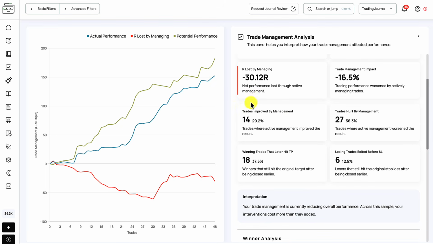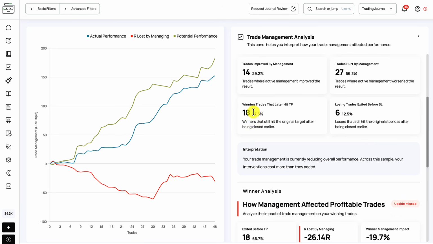Scrolling down a little bit, we can see that only 14 trades, only 29% of the trades, were improved by trade management, whereas 56% of the trades were hurt by trade management. So 56% of the time when the trader manually intervened, he made the outcome worse. We can also see that in 37% of the time, there are winners that later hit the take profit, and the trader closed his winners too soon, and they would have gone on later to hit the take profit.